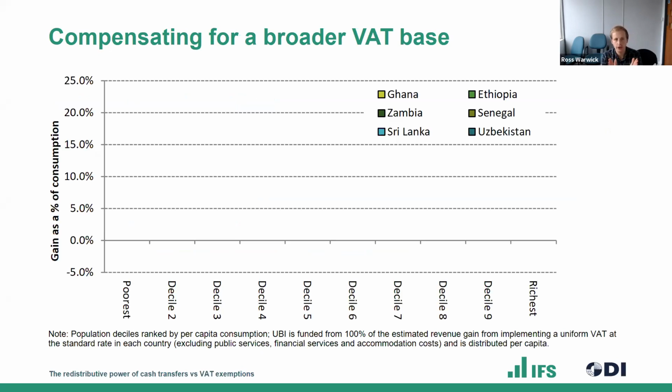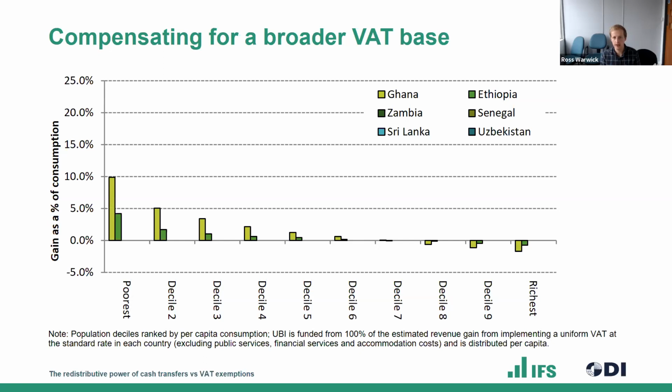So this graph is going to show the potential revenue gain from this policy, so broadening the VAT base in each country and introducing a universal transfer. And it's just showing the average gain as a percentage of consumption across the consumption distribution. So if we look first at Ghana, we can see that there's really quite significant potential for redistribution from this kind of policy. The poorest households seeing a 10% increase in their consumption, the richest more like a 1.5% decrease in the value of their consumption, and the bottom 7 deciles of the population benefiting on average.